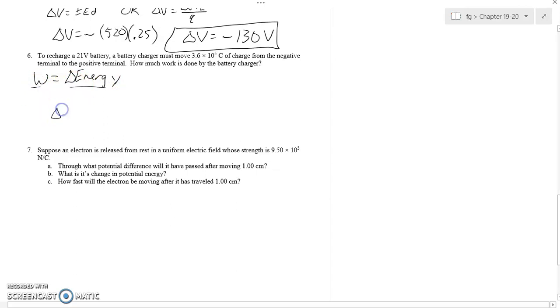So I'm going to say delta V equals delta EPE over Q. And I'm using this equation because I have the V and I have the Q and I need the delta EPE. So this one's pretty straightforward. So 21 volts equals what we're looking for over the charge, 3.6 times 10 to the 5.